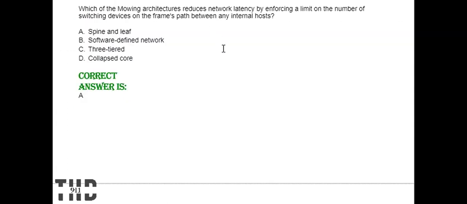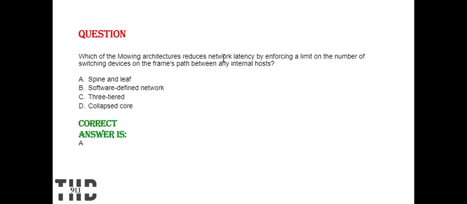Which of the following network architectures reduces network latency by enforcing a limit to the number of switching devices on the frame path between any internal hosts? Option A, spine and leaf. Option B, software defined network. Option C, three tiered. Option D, collapsed core. Option A is correct.